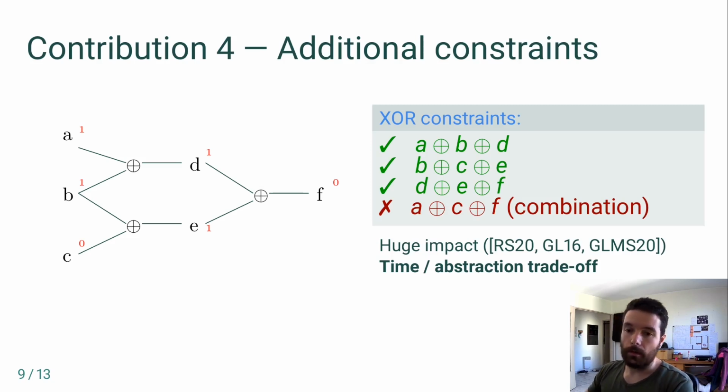So what we do in this work is to generate new kinds of XORs similar to this, and this would allow us to have some good compromise in terms of solving time and abstraction trade-off. Obviously, there's a lot of constraints like that, and we want to be a bit clever in the generation of such constraints. So in this paper, we use some kind of simple heuristics to optimize this trade-off.